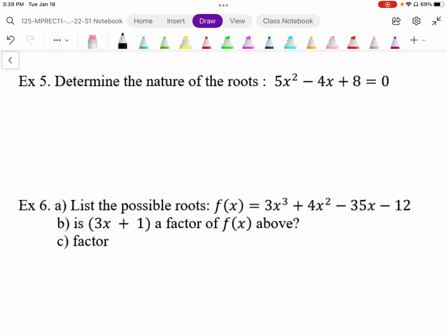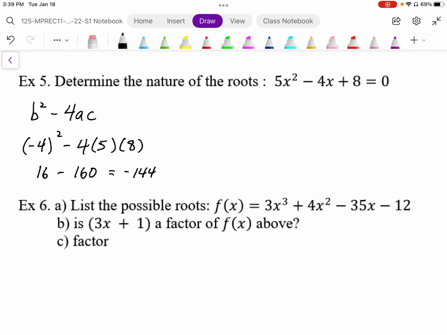For nature of roots, we're talking about the discriminant. The discriminant is going to be the part that is inside the square root of the quadratic formula. So it's b squared minus 4ac. Plugging that in, I'm going to get -4 squared minus 4 times a times c, which is +8. So I end up with 16 minus 160. That's equal to -144. This is less than 0.